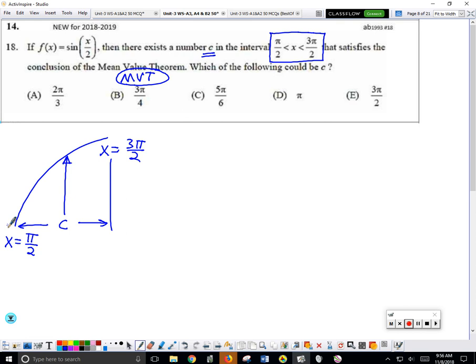Anybody else? Okay. So, anybody need me to clarify what MVT means? Secant matches tangent. Okay? Well, let's check the whole room.